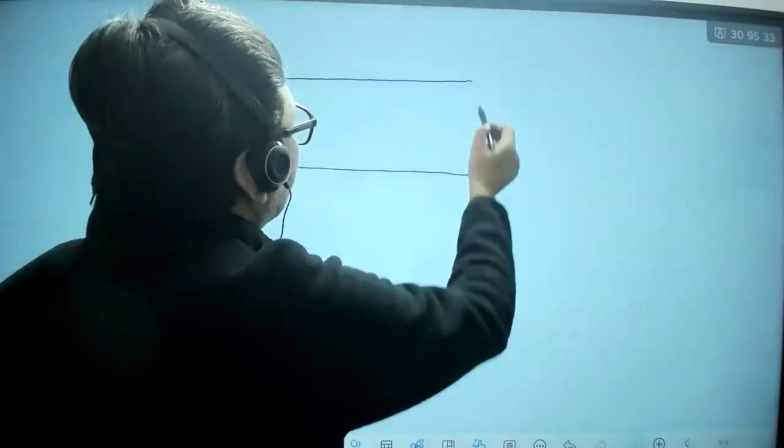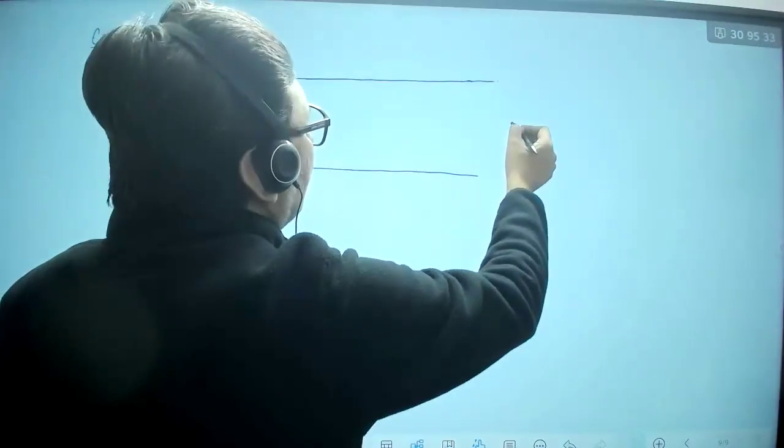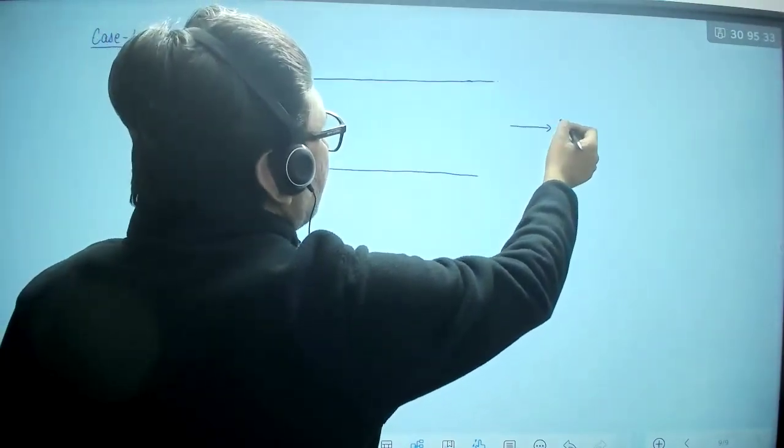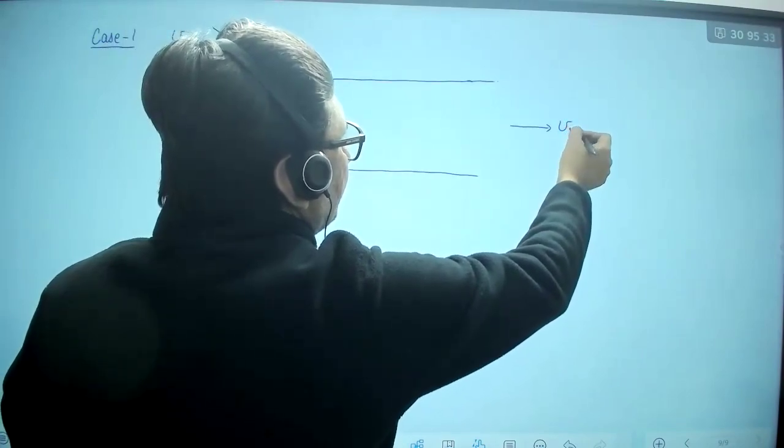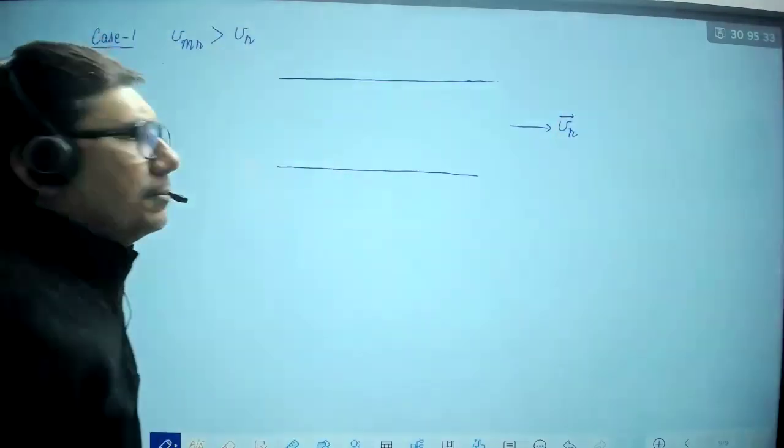Flowing river. Water is flowing in this direction. And what is the river water flow? That is VR. VR is here.